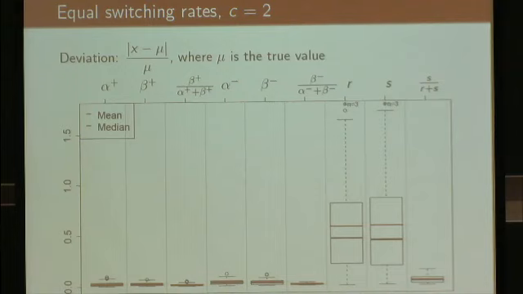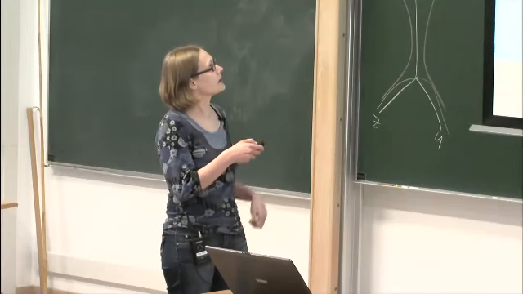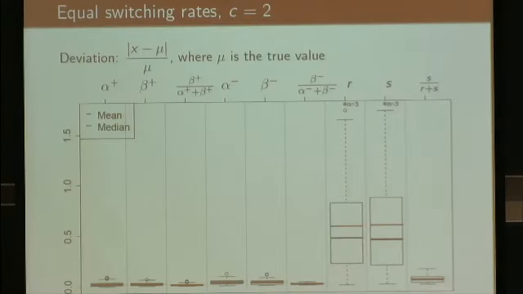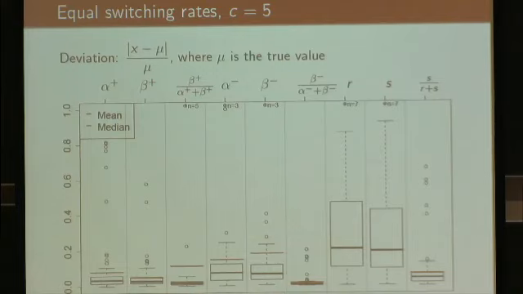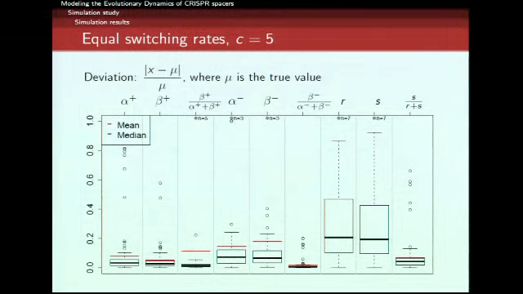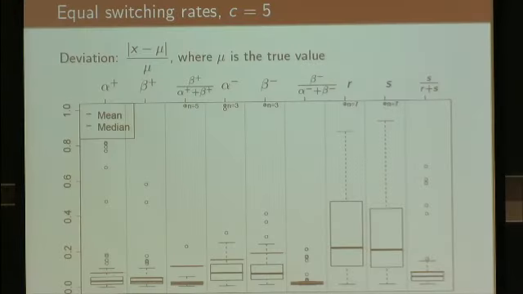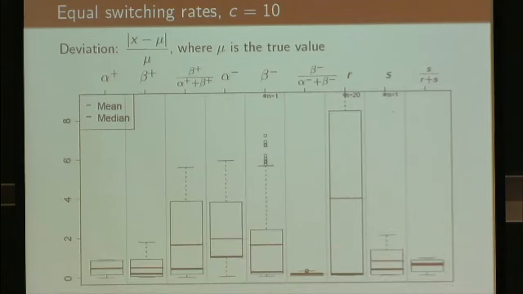And this is for C equals 2. So for an insertion rate in the plus state of 2 and an insertion rate in the minus state of 1/2. So they are still quite similar. If you increase it, the picture gets more messy. So the deviations increase, especially for the switching rates. And if you go to C equals 10, the ratio of the rates is not well estimated anymore.